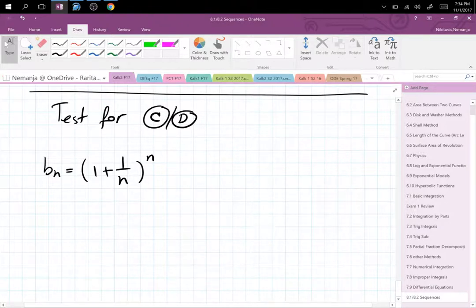So the answer is: it converges to e. Very good. Because the limit over there is the limit definition for e. Now you're supposed to know that from Calc 1, but also you're supposed to know this from section 6.8 from this class. If you flip through your notes, I defined e using this limit.